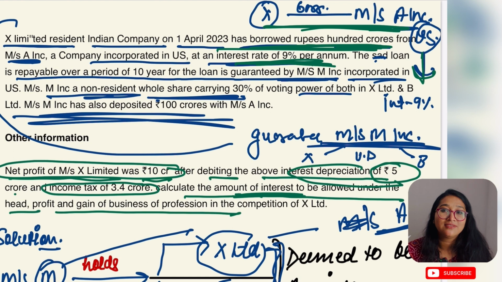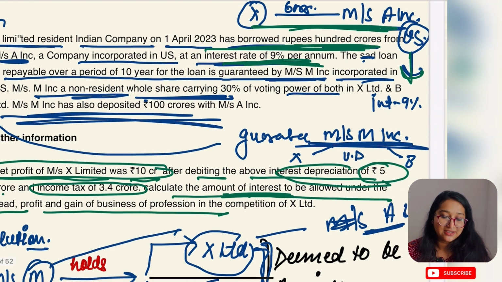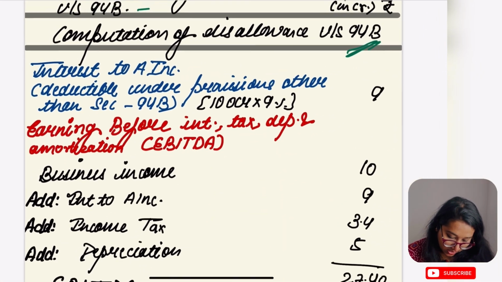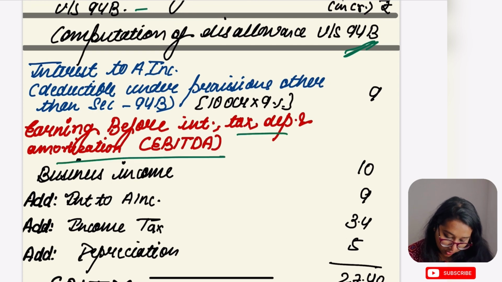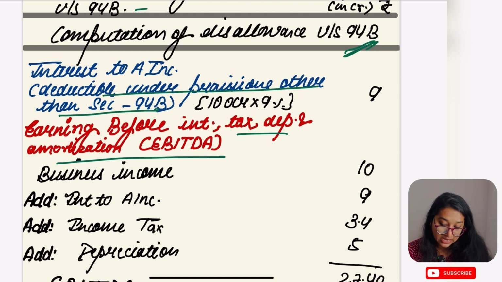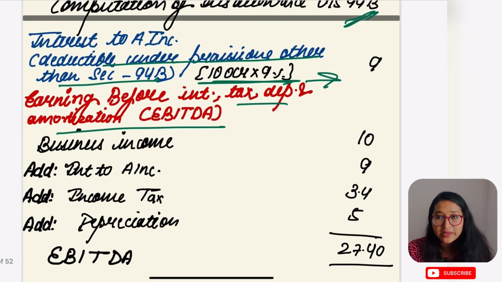How are we going to calculate? We have to deduct from the interest the EBITDA, earning before interest, tax, depreciation, amortization. Deduction under provisions other than section 94B: 100 crore into 9%. This was the interest actually given in the question itself. This is the interest paid by X to A, the party from whom the borrowing was taken.